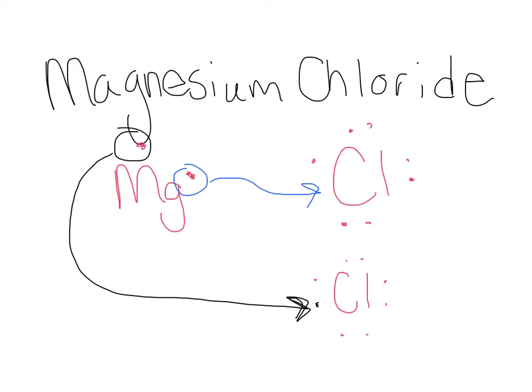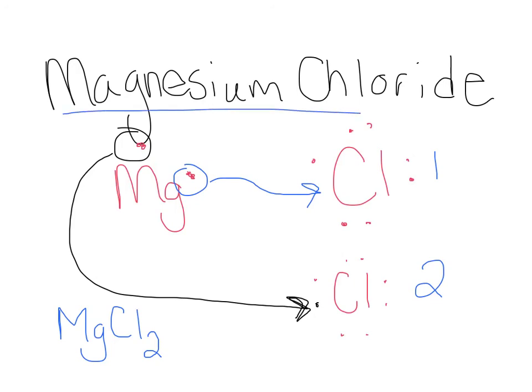So we would write the formula Mg, metal always goes first, followed by the nonmetal, and then there are 1, 2 chlorine atoms, so I put a little subscript 2 underneath my chlorine. So the formula for magnesium chloride is MgCl2.